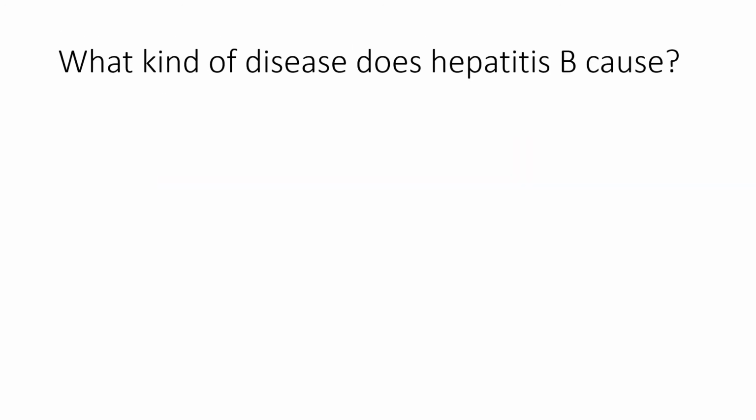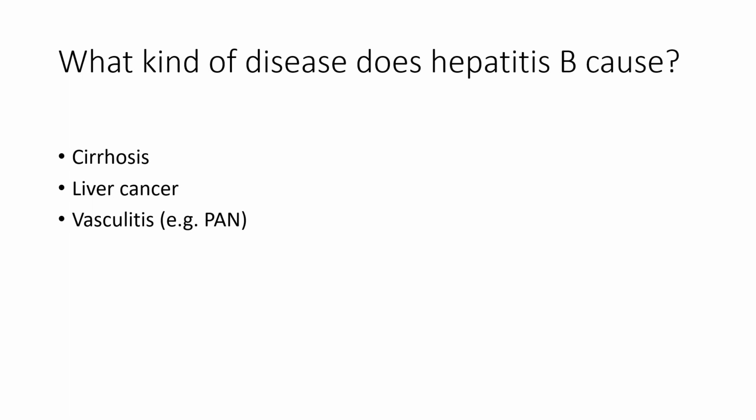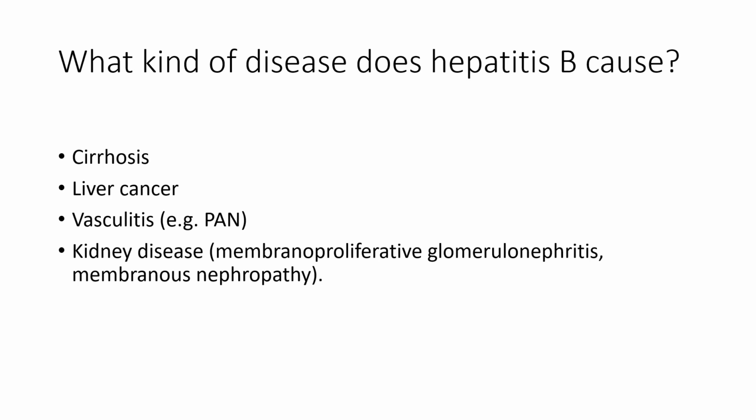What kind of disease does hepatitis B cause? Excellent. Cirrhosis and liver cancer. Those are the two primary diseases which it causes. But again, it can also cause extrahepatic disease, such as vasculitis, so-called polyarteritis nodosa, and kidney disease, either membranoproliferative glomerulonephritis or membranous nephropathy.